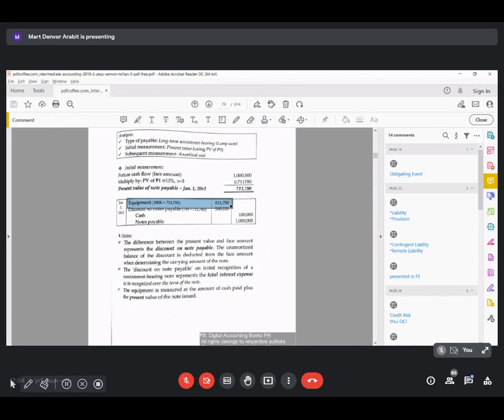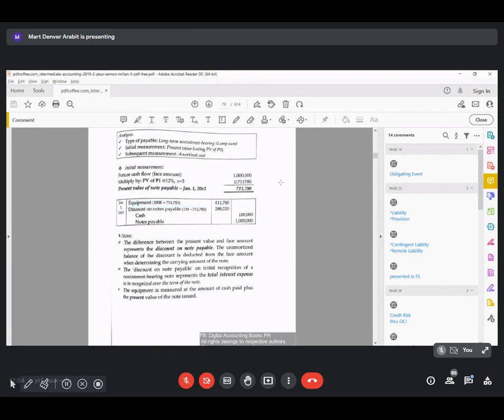Ito yung fair value niya. Okay? That's why tinanggap niya yung 1 million 3-year notes payable. Okay, sa part naman ni buyer, which is yung nag-issue ng notes payable, for this example, siya rin yung debtor. Ito naman yung present value ng notes payable niya na 1 million.